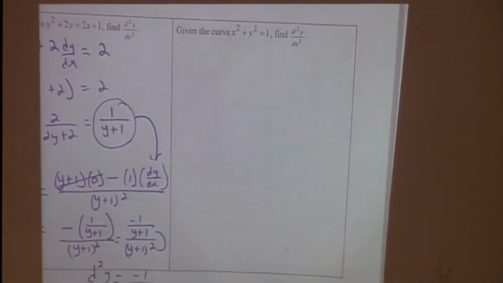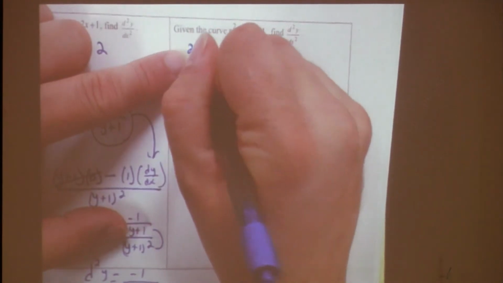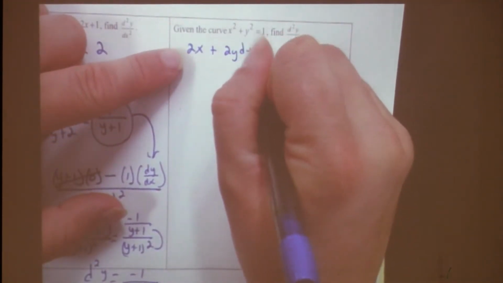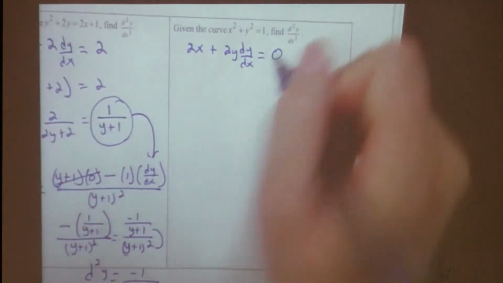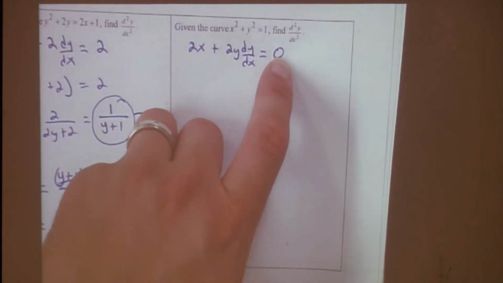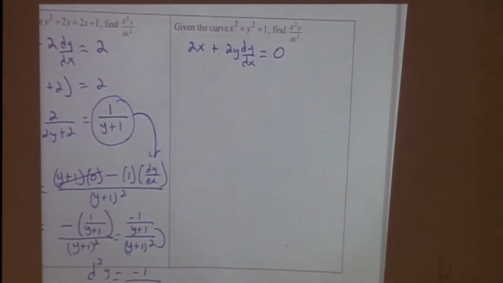Cool? Alright, so let's do it. Here we go. Derivative of this guy: 2x. Plus derivative of this guy: y. Good job. Equals derivative of 1? 0. The most common mistake that kids make is they don't make this a 0. They forget to get the derivative of both sides. Be careful, don't be that kid.